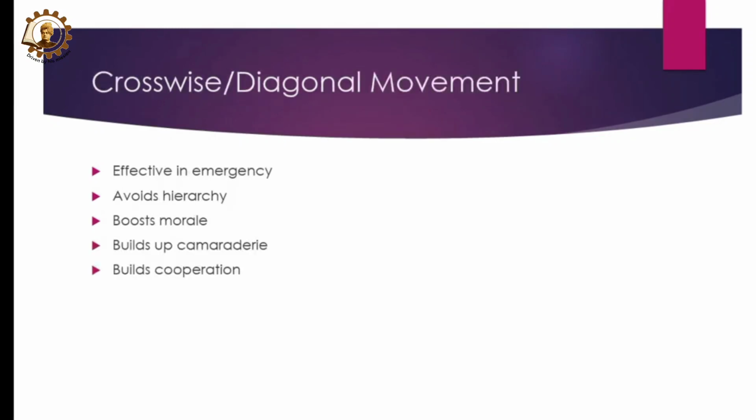We now come to the last part of the corporate movement of communication, that is crosswise or diagonal movement. In the diagonal movement, we do not have negatives as such, but we surely have much of positive. Why do we call it crosswise? Because crosswise is a movement which ignores, which negates the hierarchy from top to bottom or bottom to top.